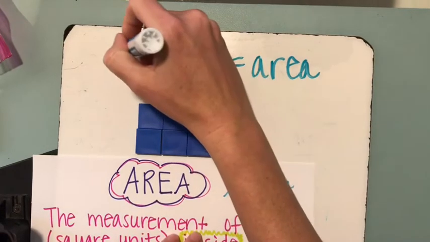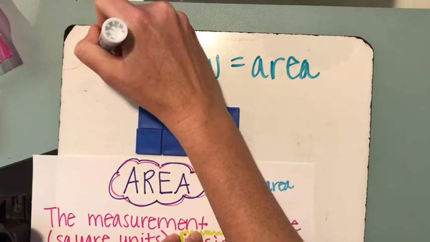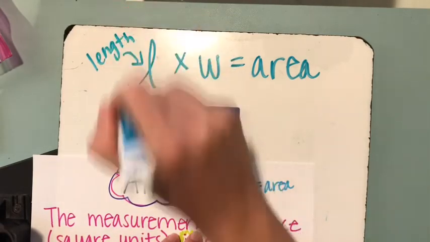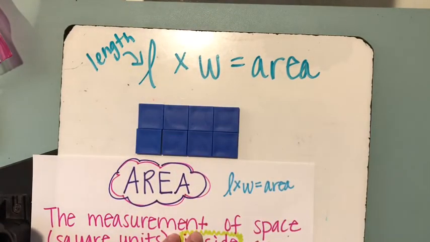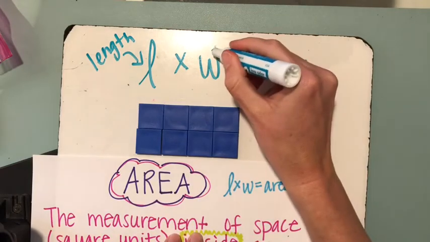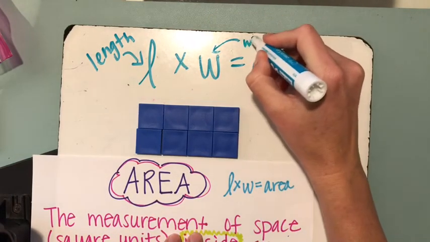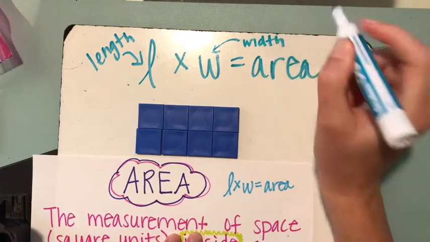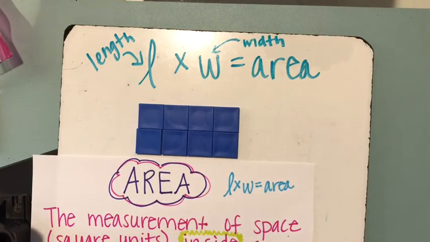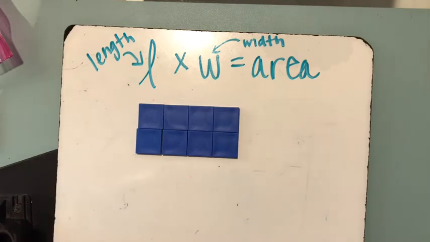Yeah, L stands for length. So the length of an object. And then what does W stand for? You probably got it. It's width. So that's how we can remember when we're finding area, it's L times W equals area. Length times width equals area. Okay, I'm sorry that I didn't mention that earlier.